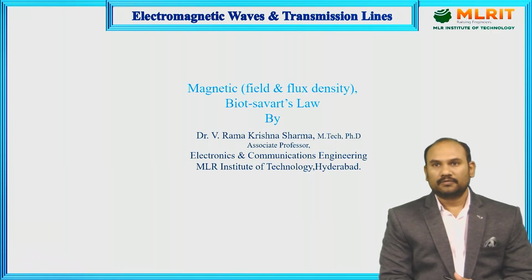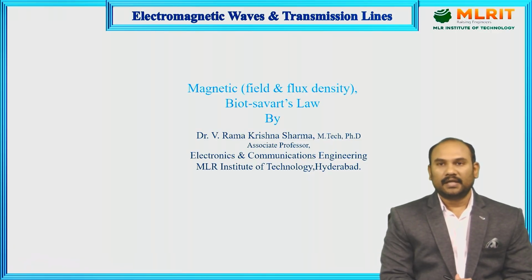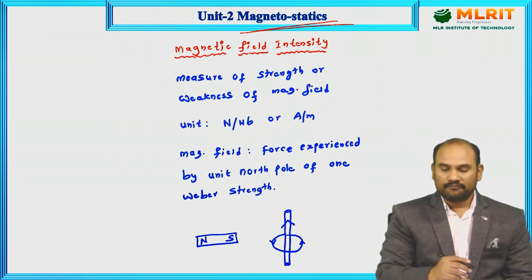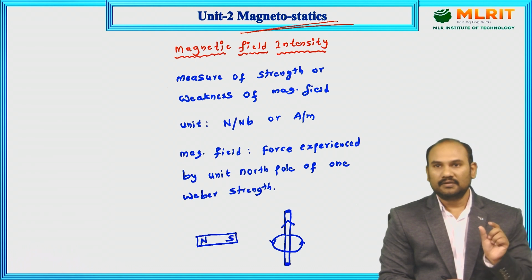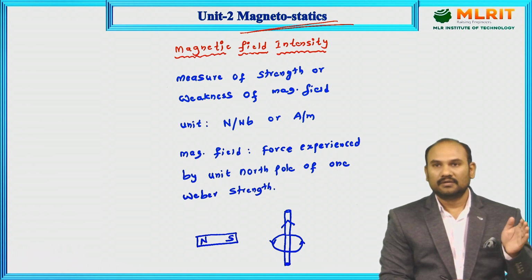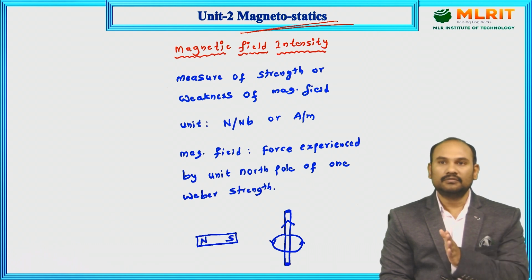Welcome to today's session of the subject electromagnetic waves and transmission lines. In this session, we are going to start a new chapter, chapter 2, whose name is magnetostatics. Unlike unit 1, where we have electrostatics, here we have magnetostatics. So in the first and second units, there is one particular part which is repeated: statics. Unit 1 electrostatics, unit 2 magnetostatics.